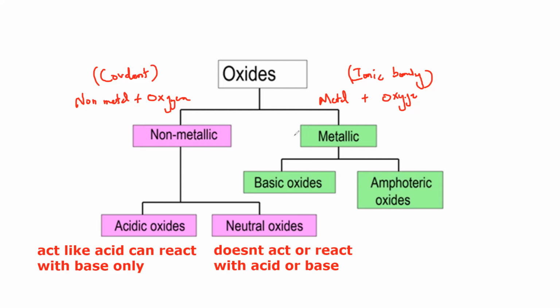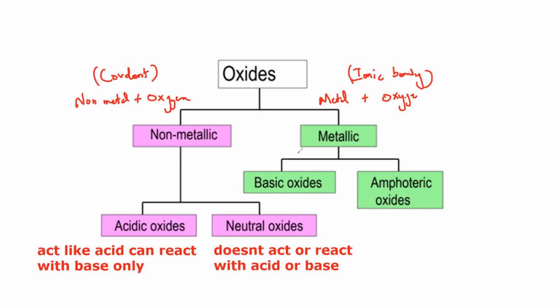So first, oxides can be divided into metal oxides or non-metal oxides, and the non-metal oxides are further divided into acidic and neutral oxides. What is the meaning of acidic oxide? Acidic oxide means they can act like an acid. So if something acts like an acid, it can react with a base only. They don't react with acid, they can react with base. A neutral oxide does not react with acid or base. It is neutral, does not have any specific nature.